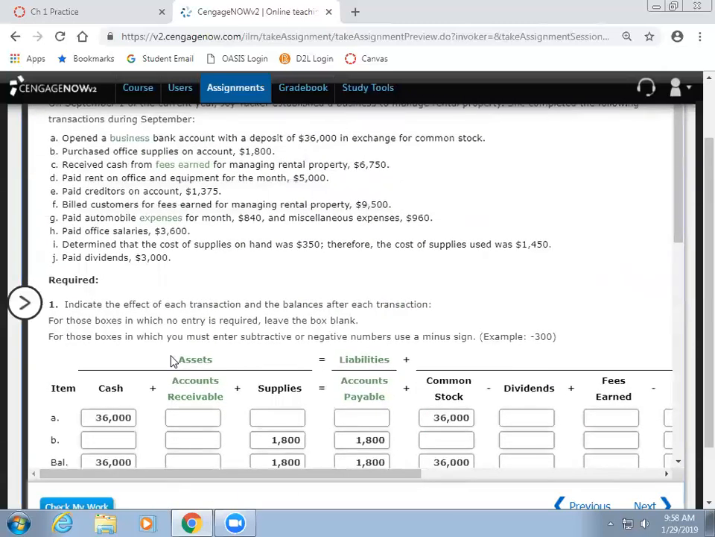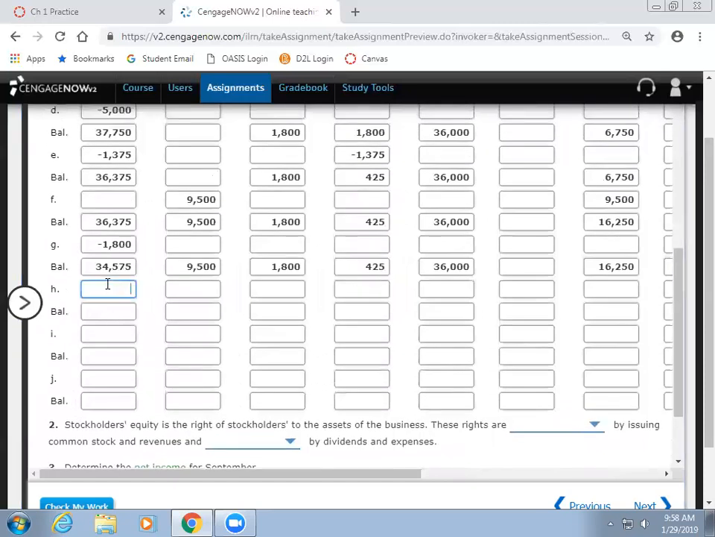Okay, H, we paid office salaries of $3,600. So what 2 accounts are being affected if we paid salaries of $3,600? Cash and salary expense. You got it. Perfect. Cash is doing what? Decreasing. Perfect. That's 3,600. So minus 3,600 on cash.